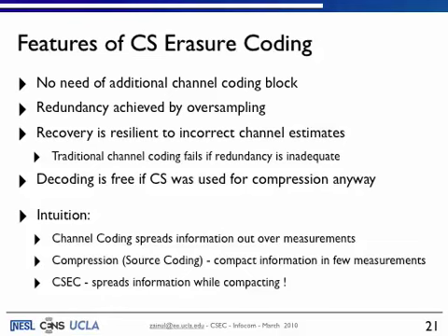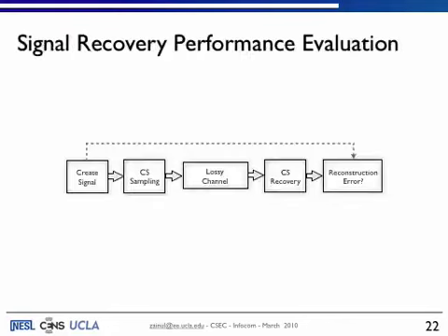So the intuition behind why this works is that channel coding typically spreads information out across measurements. And compression compacts that information in fewer measurements, right? So there are two conflicting or contradictory mechanisms. And what compressed sensing does is it actually spreads the information while doing compacting. So there is some overhead.